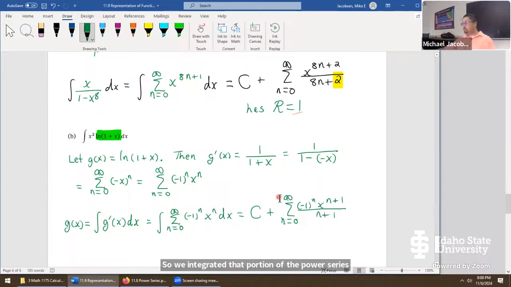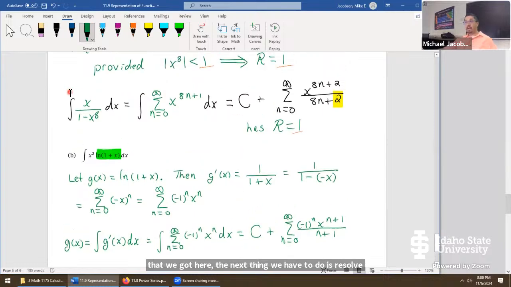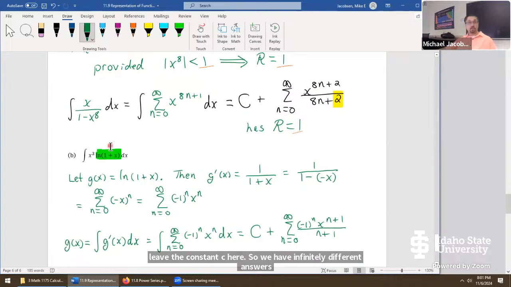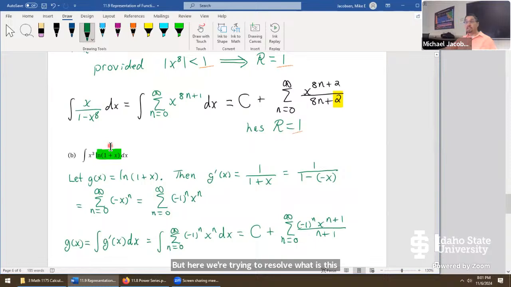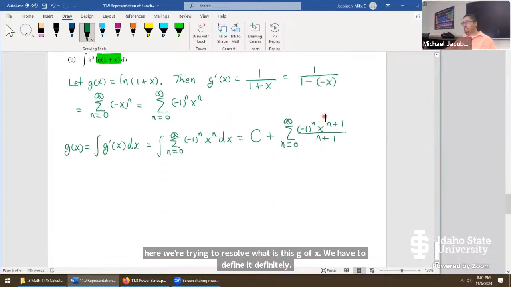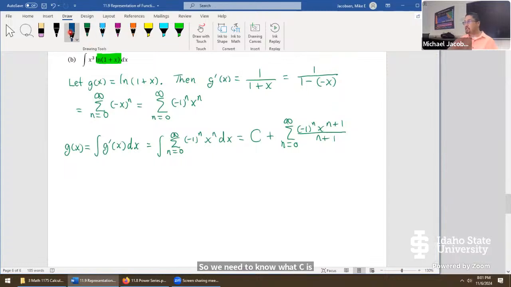Now that we got here, the next thing we have to do is resolve what is the constant C. Unlike this problem above, we're integrating a function. We leave the constant C here, so we have infinitely different answers. But here, we're trying to resolve what is this g of x. We have to define it definitely. So we need to know what C is. But it's the same exact trick as before. We look at the center of this thing.